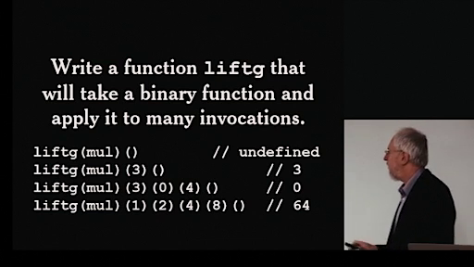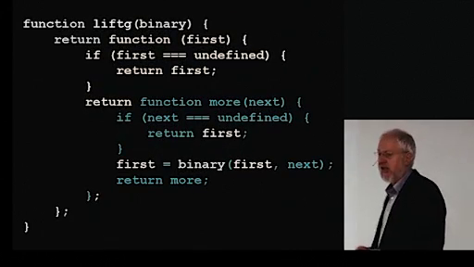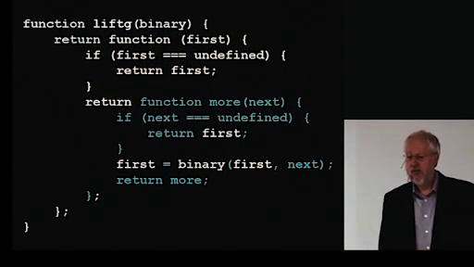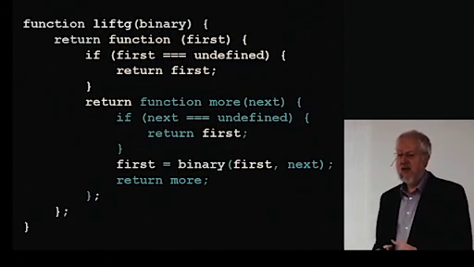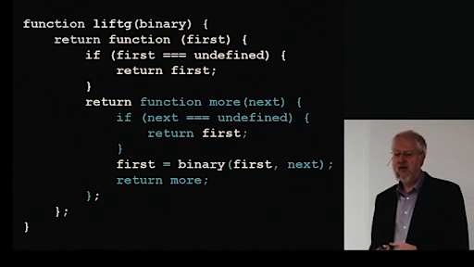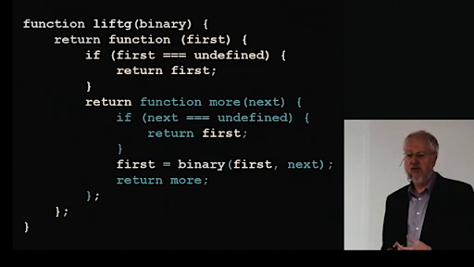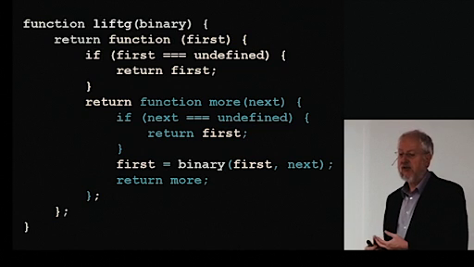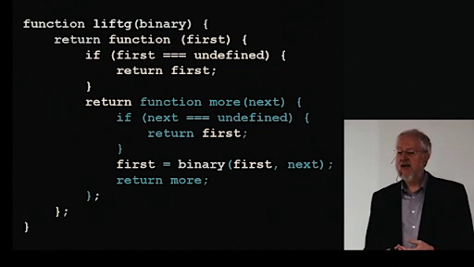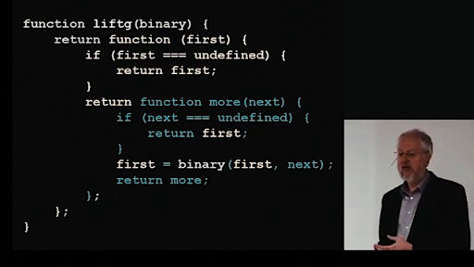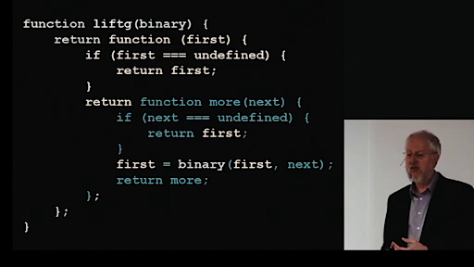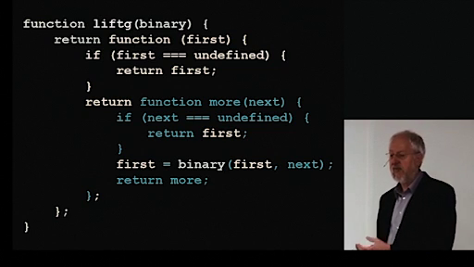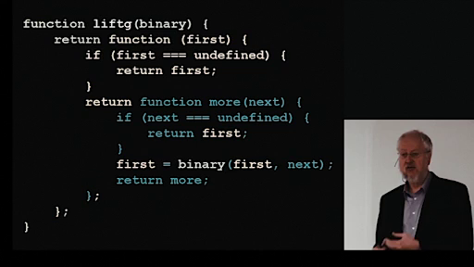All right, so here is liftg. Liftg returns a function. That function gets the first argument. If first is undefined, it returns first. Otherwise, it returns the more function. The more function gets the next argument. If next is undefined, it returns first. Otherwise, it sets first to the result of the binary function with first and next and returns itself.